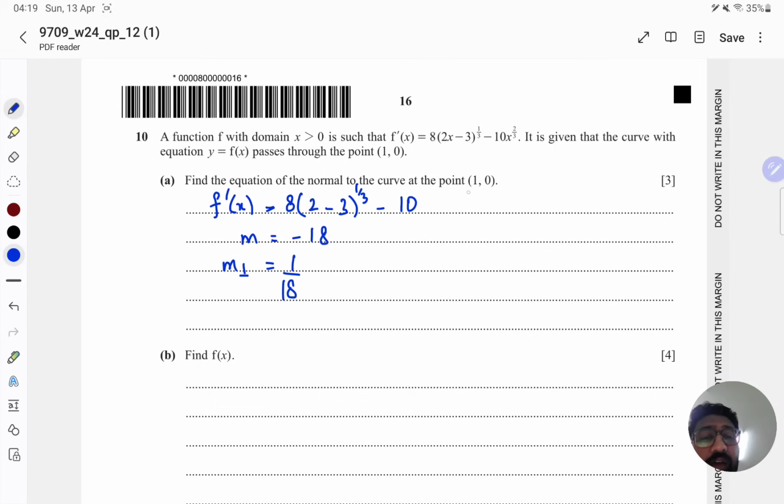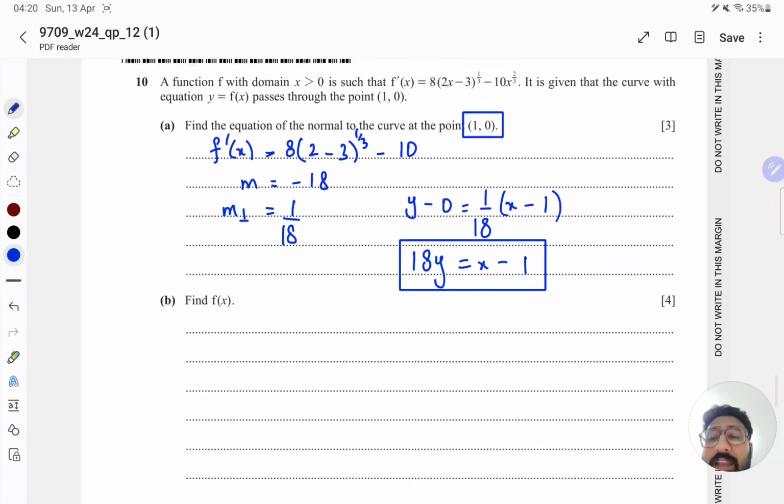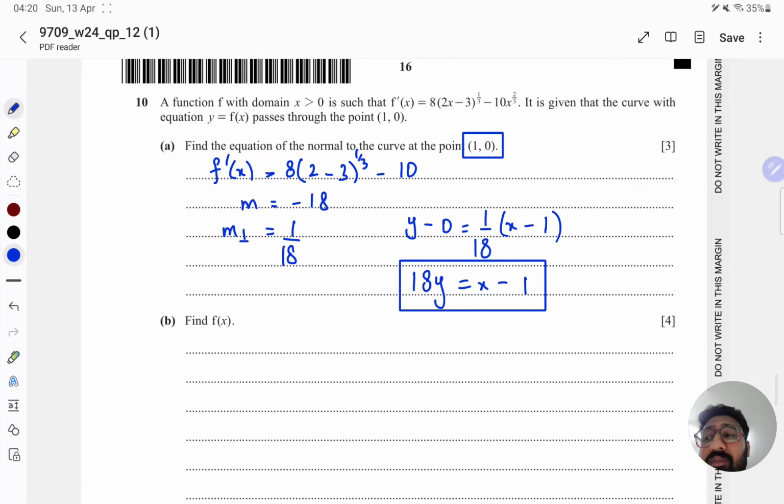We already have the coordinates, so y minus 0 equals 1 by 18 into x minus 1. So 18y will be equals to x minus 1. So this is the equation of the normal to the curve at that specific point. The B part of question number 10 says that you need to find out the function f of x.